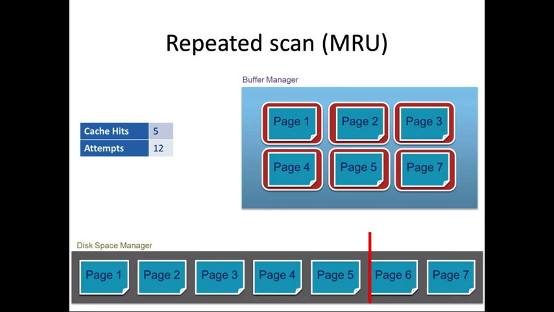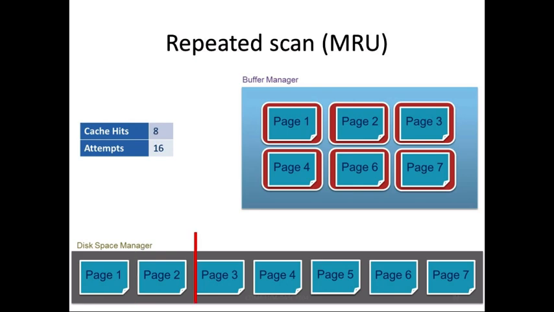We arrive at page 6, which is not in main memory, so we have to pick now a replacement for it. And obviously page 5 is the most recently used. So we'll place page 6 instead of page 5. Page 7 is in main memory, so we have another cache hit. So you see how this goes.